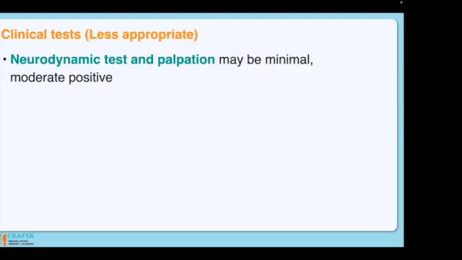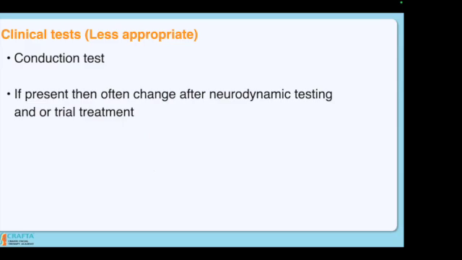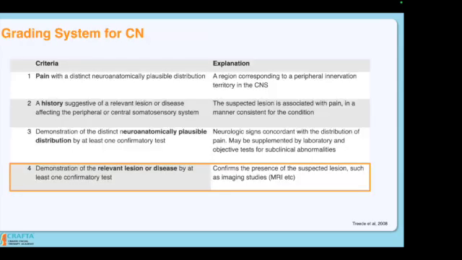Less appropriate are our neurodynamic tests and palpation. They could be minimal, moderate, positive, but mostly we can see that they are less appropriate to do, and we do more with our conduction tests. Okay. So there's also another questionnaire we can use here. Very interesting to look at these 4 criteria when we talk about the grading system of a compression neuropathy. But it's always difficult. There also has to be a confirmation with an MRI, and most of us do not have an MRI in our clinic. So that makes it sometimes difficult to say, hey, this is a typical compression neuropathy.